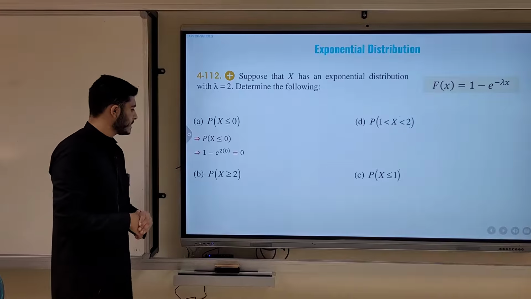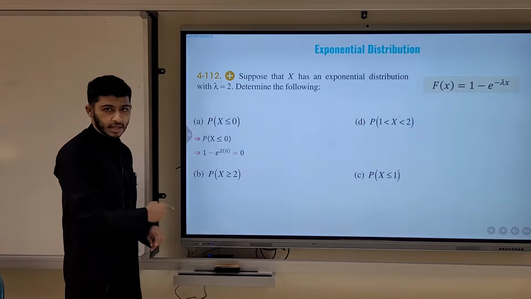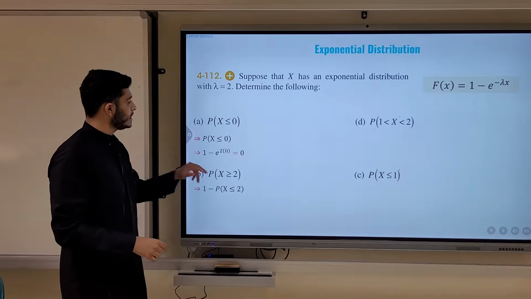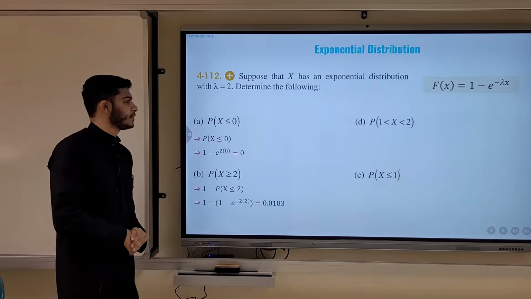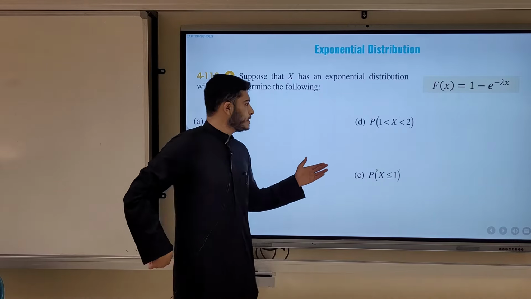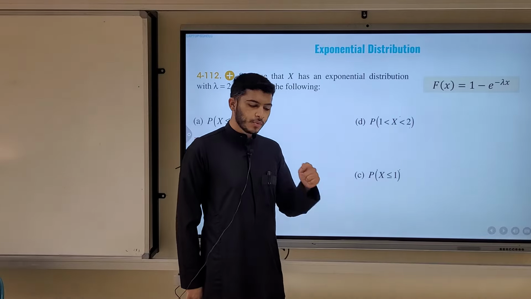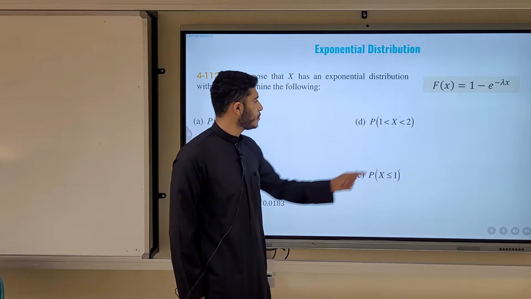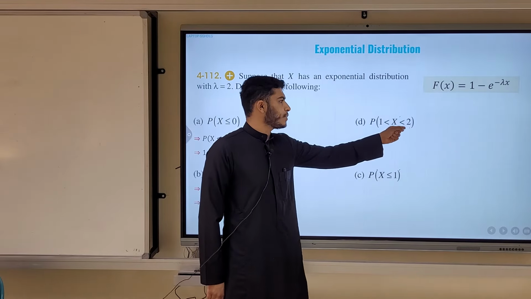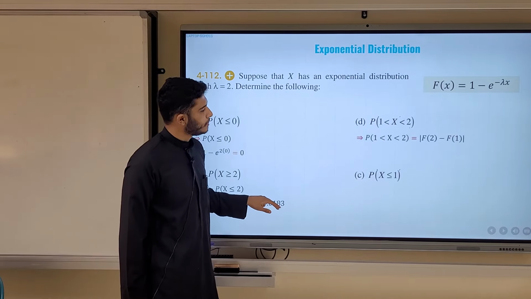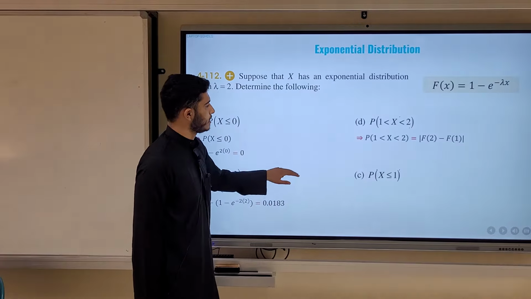Next one, probability of capital X greater than or equal to. This is not cumulative, make it cumulative. Now you have X, lambda is given in the question, solve the question right away. Next one, probability of X from 1 to 2. Remember the way we have solved the normal distribution, we're still going to utilize the same idea, where we take the cumulative of this one, we subtract it from the cumulative of this one, and we should end up with the answer looking like that.